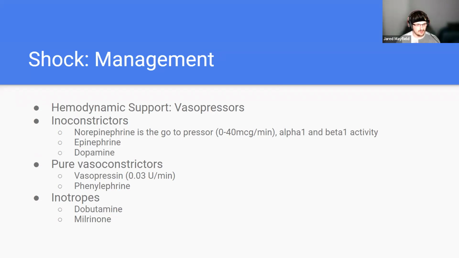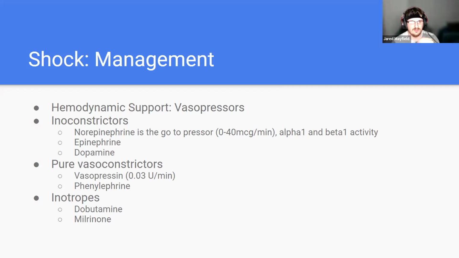The pure vasoconstrictors are vasopressin at 0.03 units per minute. It's a standard dose. There's no up and down. And phenylephrine. And then in terms of the inotropes, you have dobutamine and milrinone.